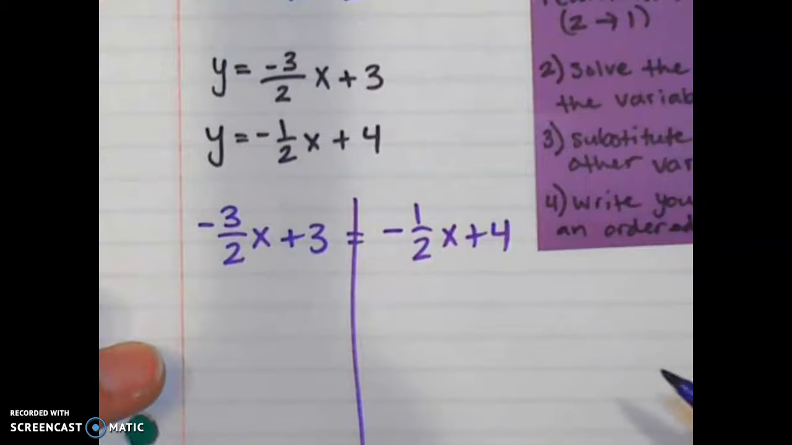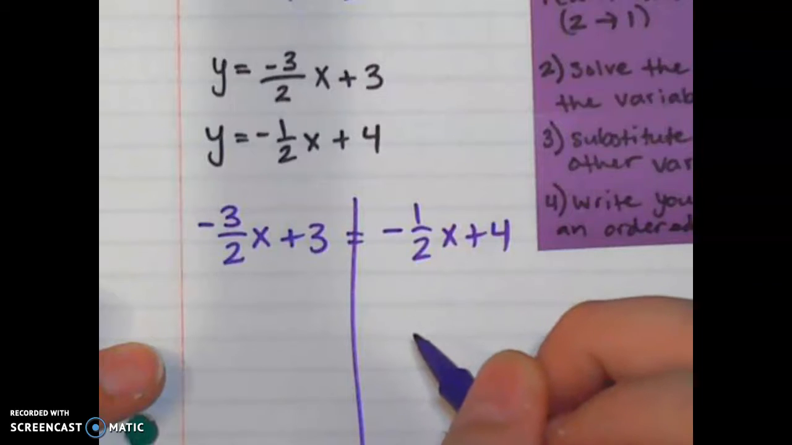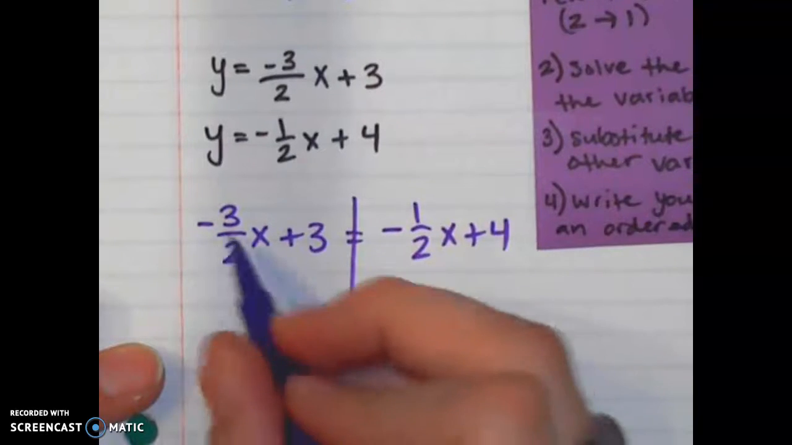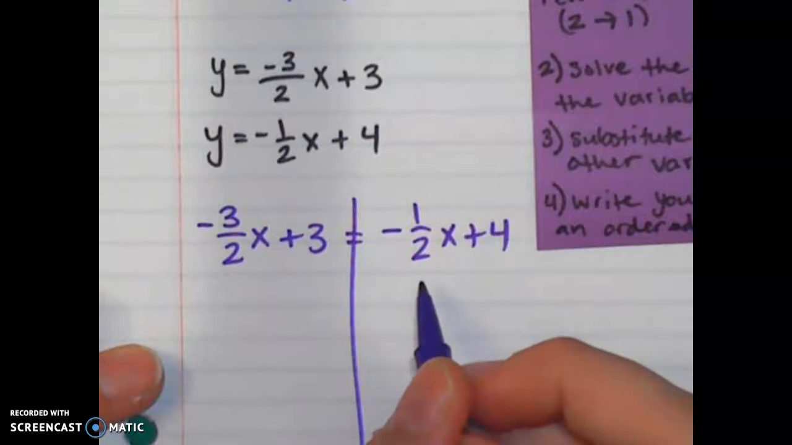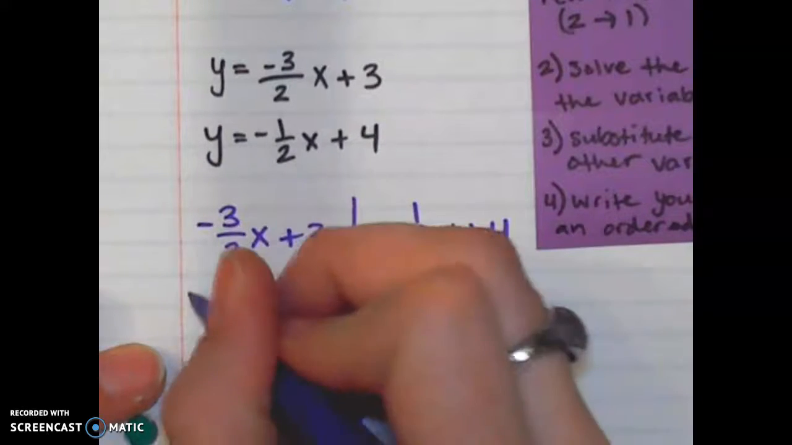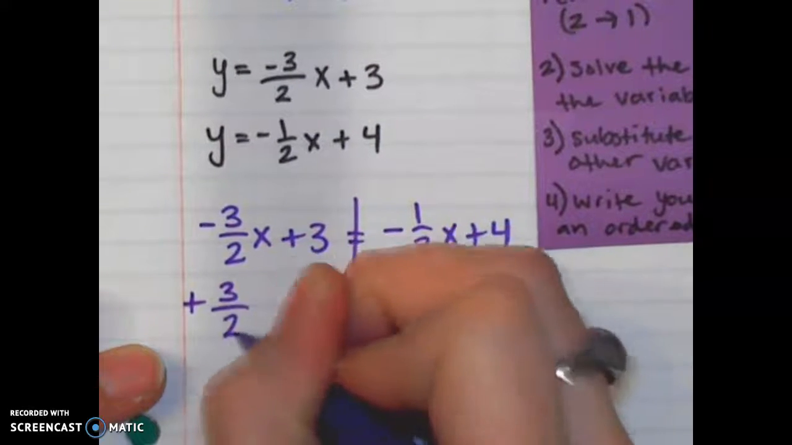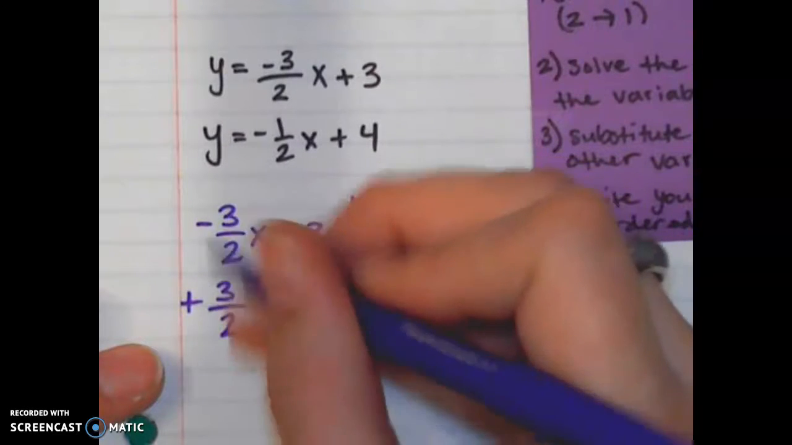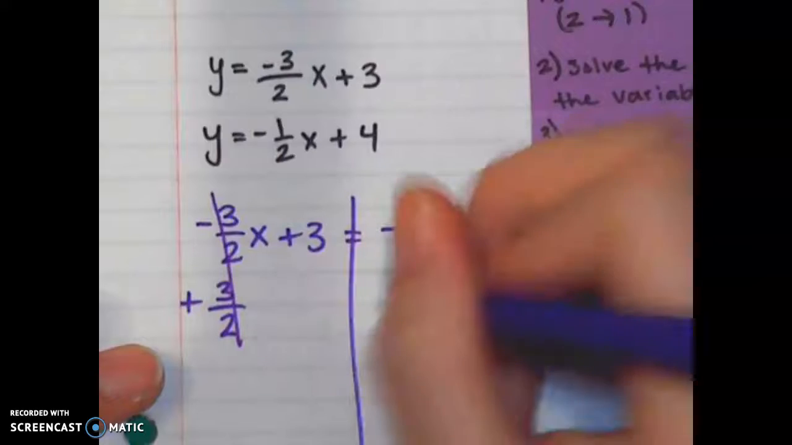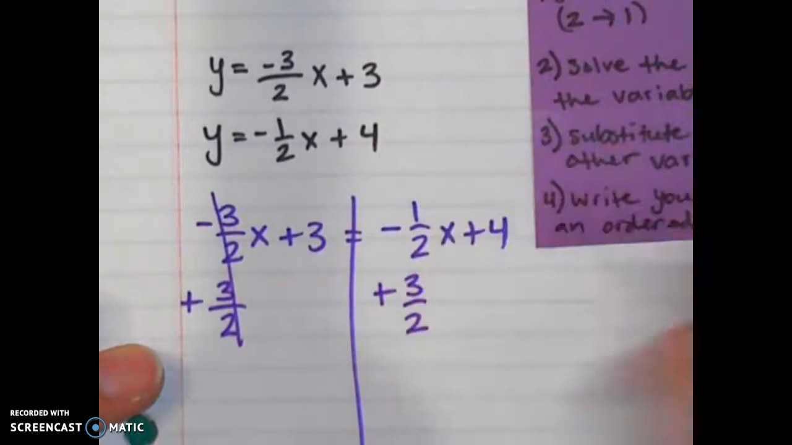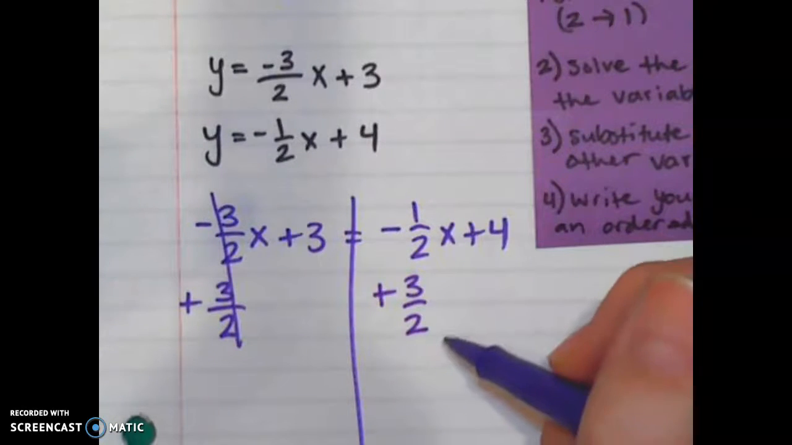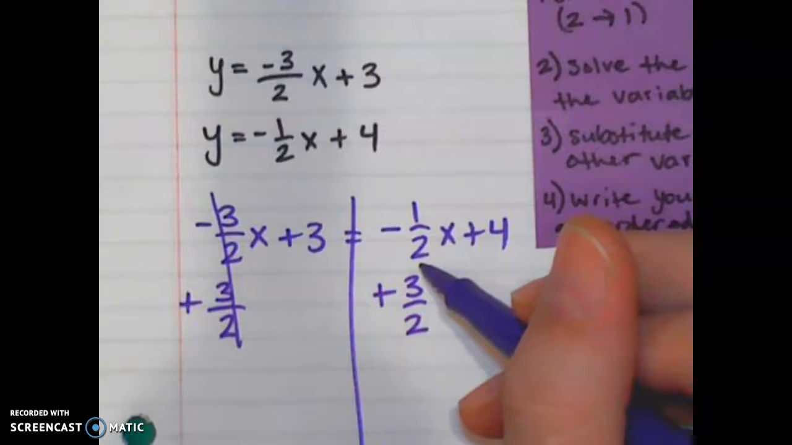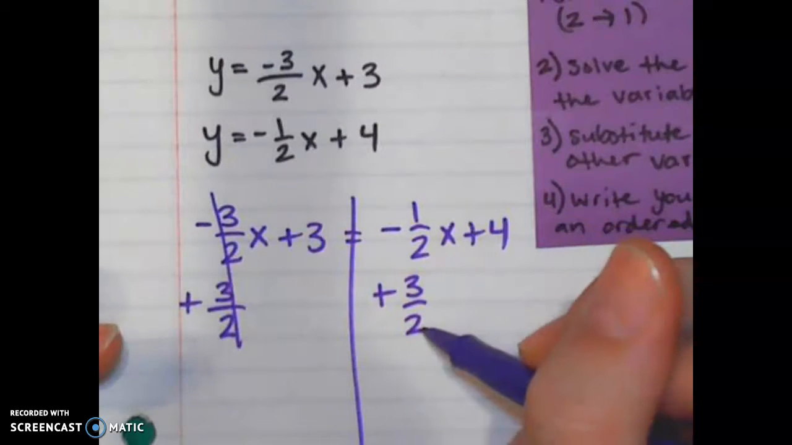Solving for x. I'm going to make a zero pair with the smaller variable, so I'm going to add 3 halves. Now, for those of you who don't like fractions, I'm sorry. But the negative 3 halves plus 3 halves cancel out. So I'm going to add 3 halves over here. So now I have 3 halves, but I have to take away a half. So 3 halves minus 1 half is going to leave me with 2 halves, 2 over 2, and 2.